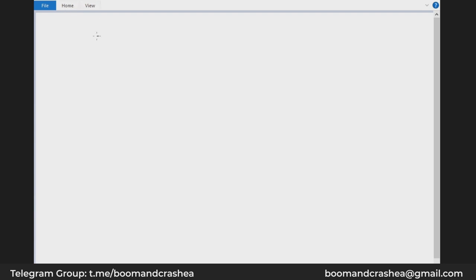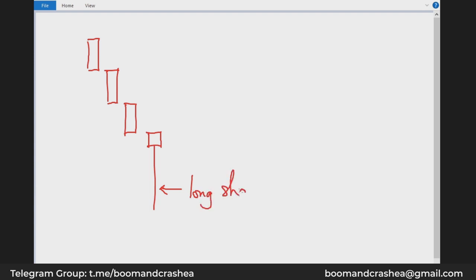For the hammer, you can have something like this. You can have the market moving down, then you have a long shadow. This is what we call a long shadow. So this is all red, all bearish. This can be called a hammer. There are times that it might have a small wick at the top. Comparatively, the wick at the top should be smaller than the wick at the bottom.